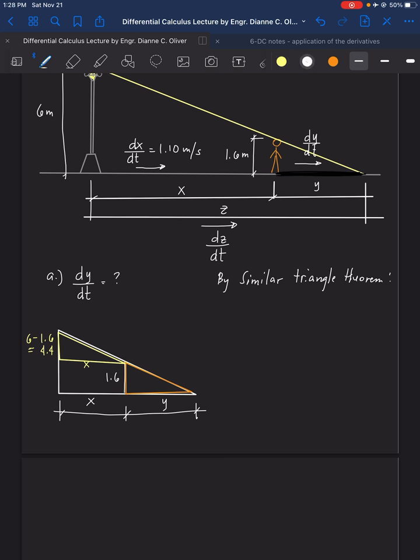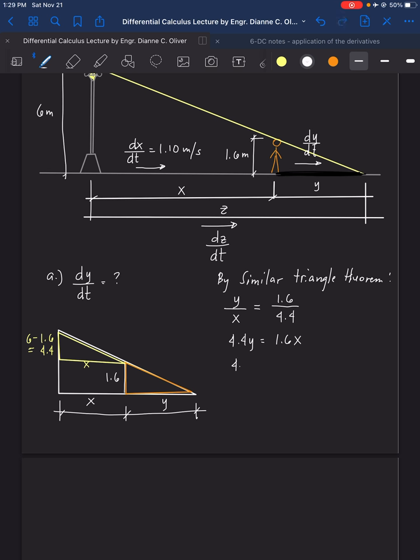By similar triangle theorem, we have it y, the base over base, y and x are both base of the triangle, equals the height. So make sure it's the height wherein y is the base. So the height 1.6 all over 4.4. Then we have there 4.4y equals 1.6x. Then let's derive this.